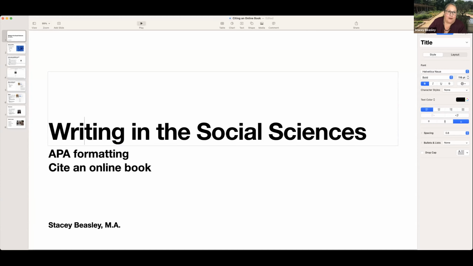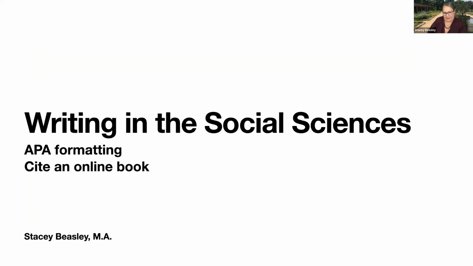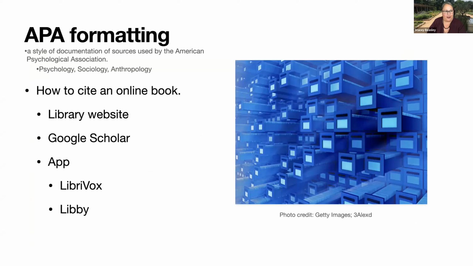Let me share my screen. There we go. Okay. So when we think about APA formatting, I want you to remember that it's a style of documentation of sources used by the American Psychological Association, using the social sciences like psychology, sociology, and anthropology, just to name a few. So what I want to show you is how to cite an online book, whether you're using a library or Google Scholar or an app like LibriVox or Libby.